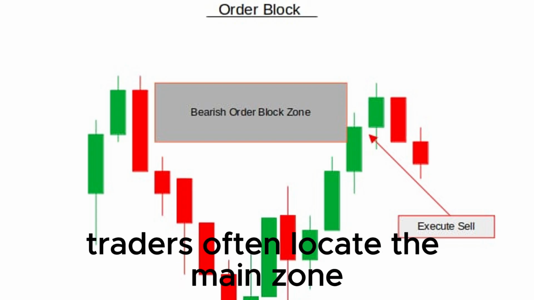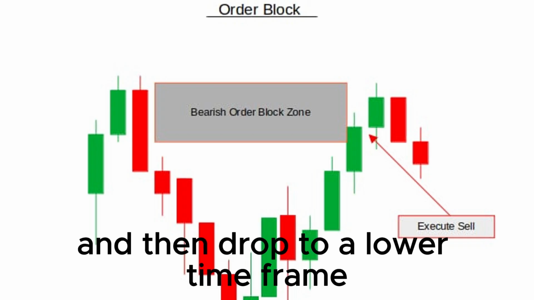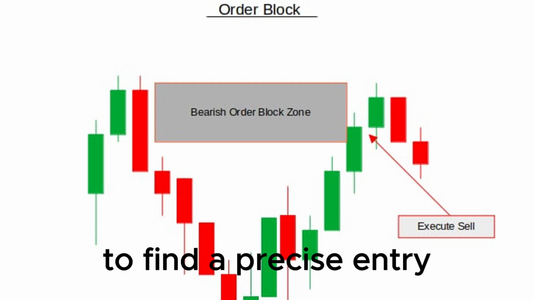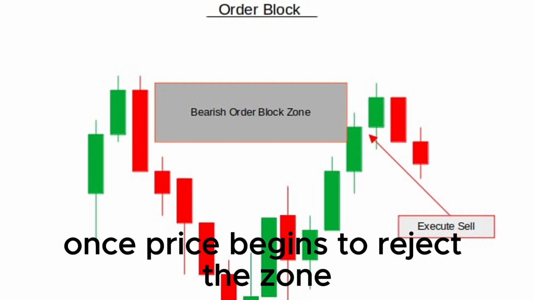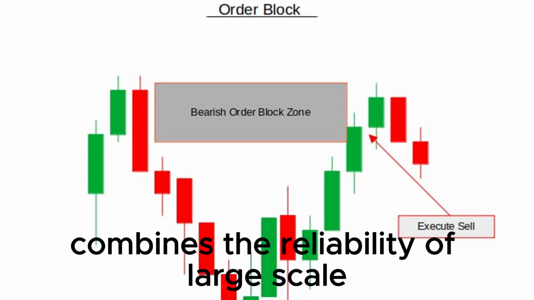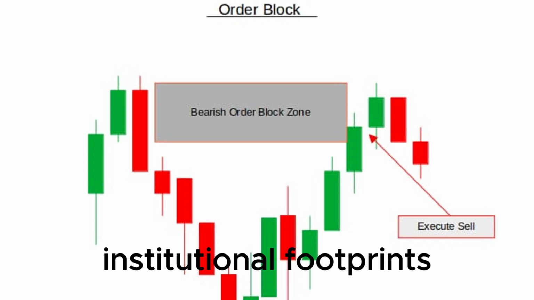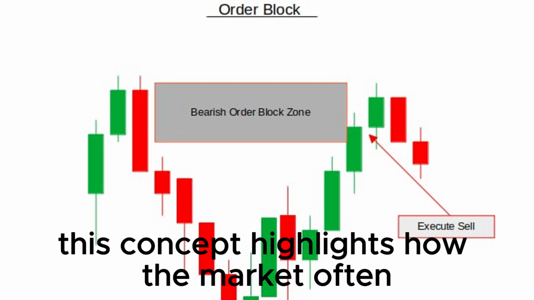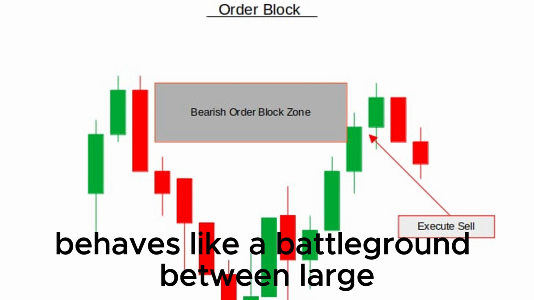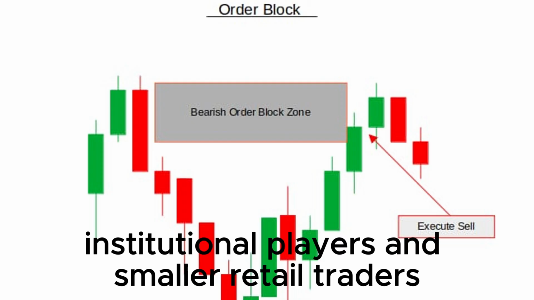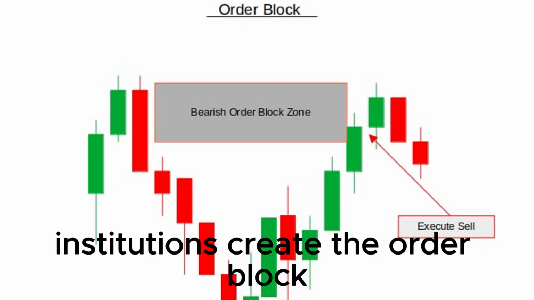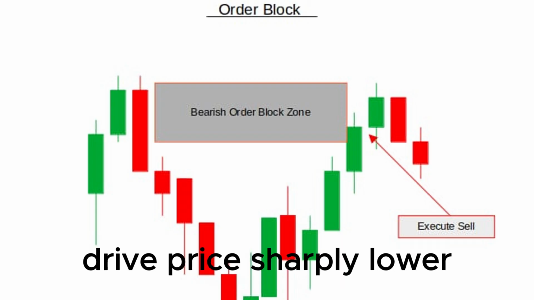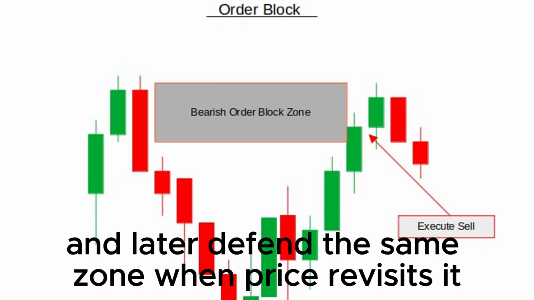Traders often locate the main zone on the higher time frame and then drop to a lower time frame, such as 15-minute or 5-minute charts, to find a precise entry once price begins to reject the zone. This top-down approach combines the reliability of large-scale institutional footprints with the precision of lower time frame execution. This concept highlights how the market often behaves like a battleground between large institutional players and smaller retail traders. Institutions create the order block when they place massive sell positions, drive price sharply lower, and later defend the same zone when price revisits it.